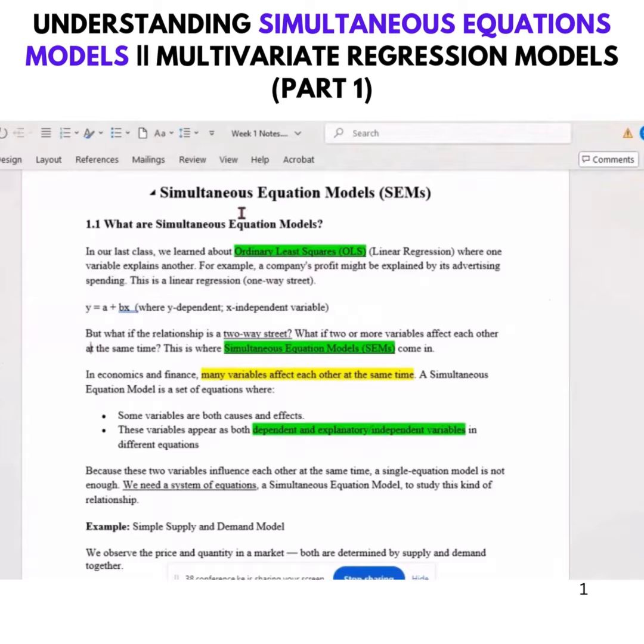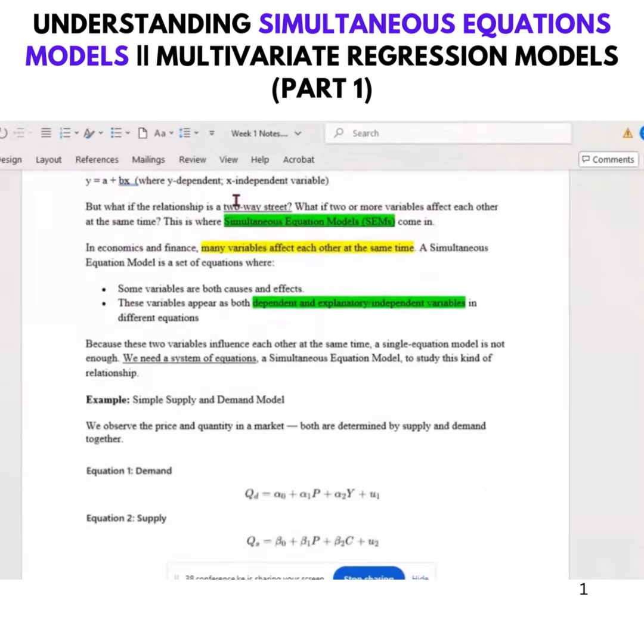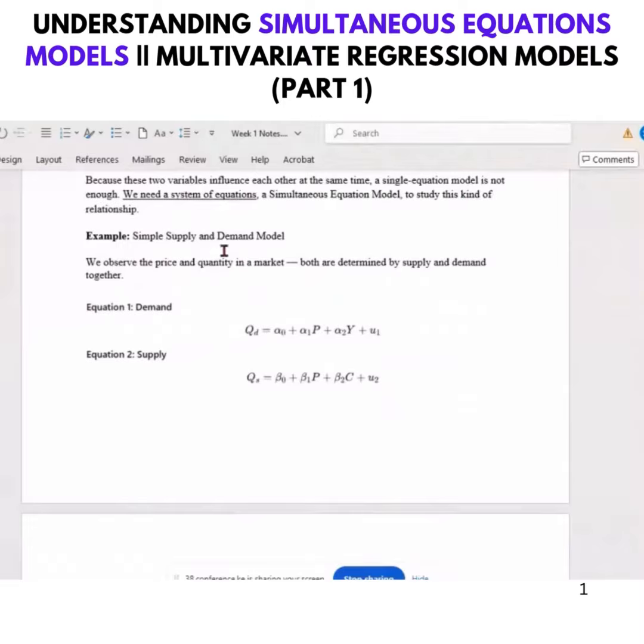But then when you come to simultaneous equations, it says that y affects x, and at the same time, x also affects y. So these two variables are affecting each other at the same time, and therefore we use what we call simultaneous equation models. And when we talk about simultaneous, it means that it is a system of equations. It is not one equation, it is a system of equations. So we have an example. A good example is the supply and demand model.